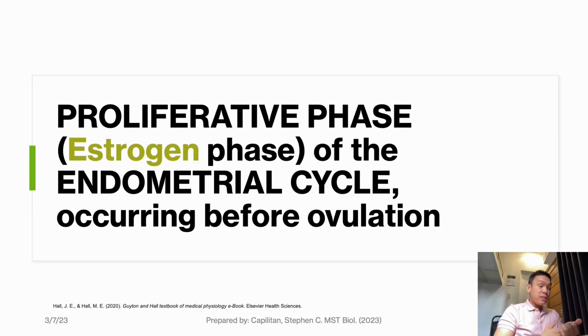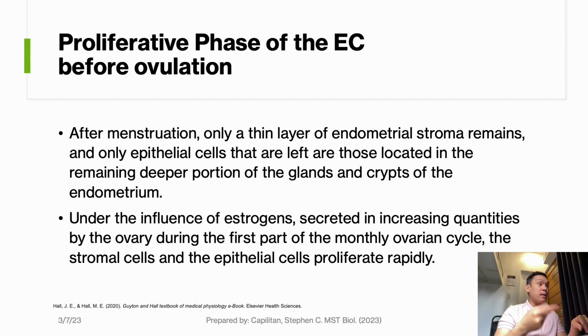And just a quick review of what we had discussed. Now we will be moving forward with the proliferative phase, or the estrogen phase, of the endometrial cycle, which is occurring before ovulation. During the proliferative phase of this cycle, after menstruation, only a thin layer of the endometrial stroma will remain, and the only epithelial cells left are those located in the remaining deeper portion of the glands and crypts of the endometrium.